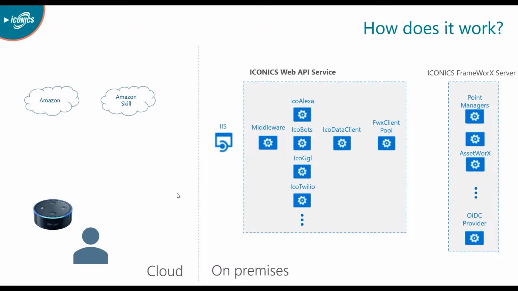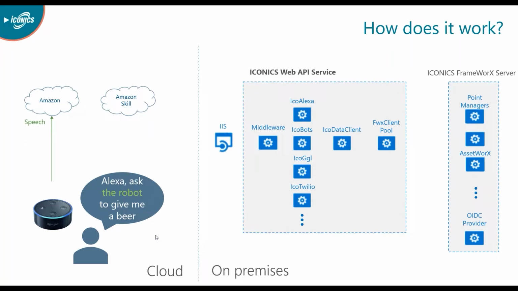So let's take a look at how does this all work? How does this all fit together? So we start, a person says to their device, just as an example, Alexa, ask the robot to get me a beer. So in this case, the robot, that's the skill name. We can name the skill whatever we want. As this is an example of a custom skill, we have to include that skill name in the request. So that speech is going to go out to the Amazon cloud, and that's going to get converted into text, and that text is going to get passed on to the Amazon skill that we configure.